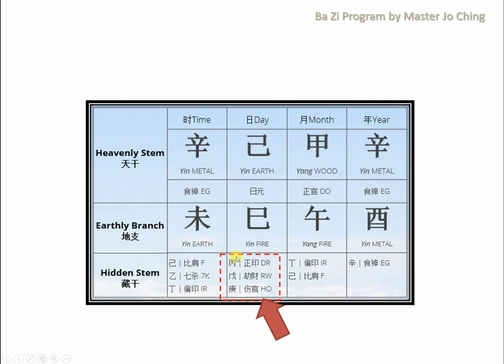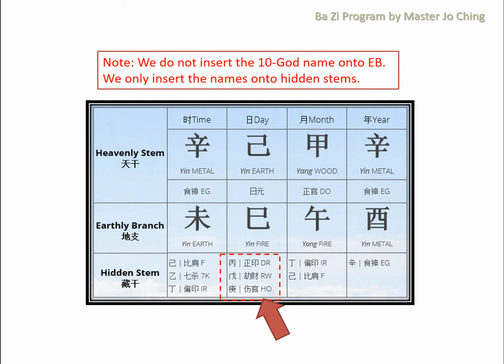So, for example, usually when we label the so-called ten god name in the Bazi chart, we actually insert the names next to the hidden stem. All right, so this is the earthly branch. We don't actually label directly on the earthly branch. We actually insert the ten god name next to the hidden stem. Okay, so please take note.